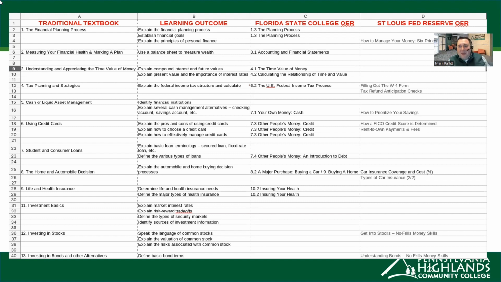Or in some cases, the learning outcome may be simple enough that you could just write your own, if you're down to just one learning outcome. So in this case, I'll choose the one at the very bottom there, define basic bond terms. Well, if I haven't found a resource for that, it might be simple enough that I can just write a couple paragraphs myself, stick it in, and okay, now the learning objective is covered.